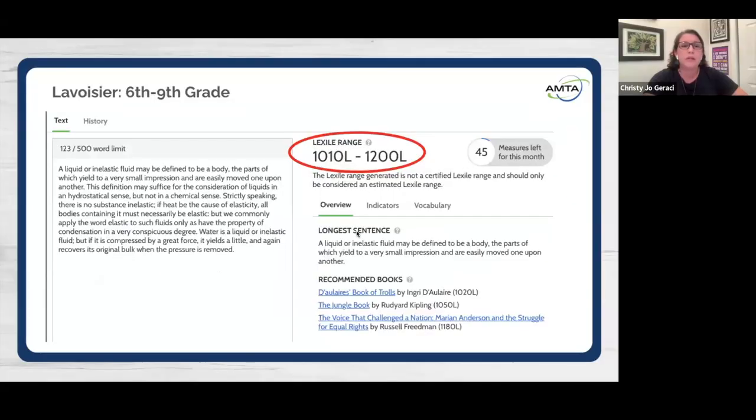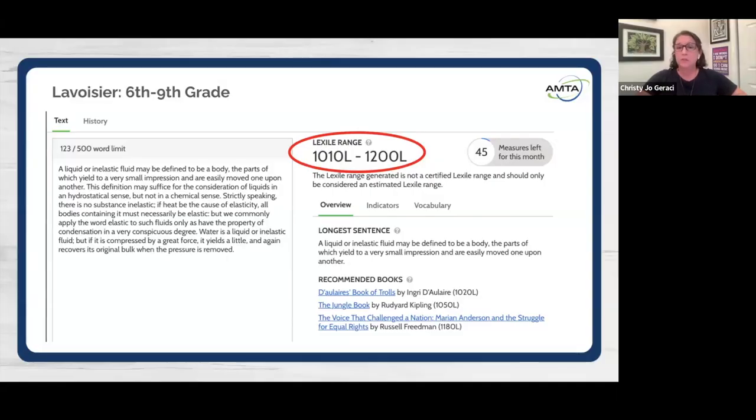So here's an example. This is Lavoisier. The illustration that I showed you earlier in the quiz is from his famous chemistry, the first chemistry textbook. This is some of the text that is in that book, and I did just a snippet, just 123 words, and it came out to a Lexile range of 1,010 to 1,200. So this is squarely in upper middle school, ninth grade range. If you have younger students, you may want to give them less of it. If you have ninth, definitely by 10th grade, they should be able to read parts of Lavoisier.